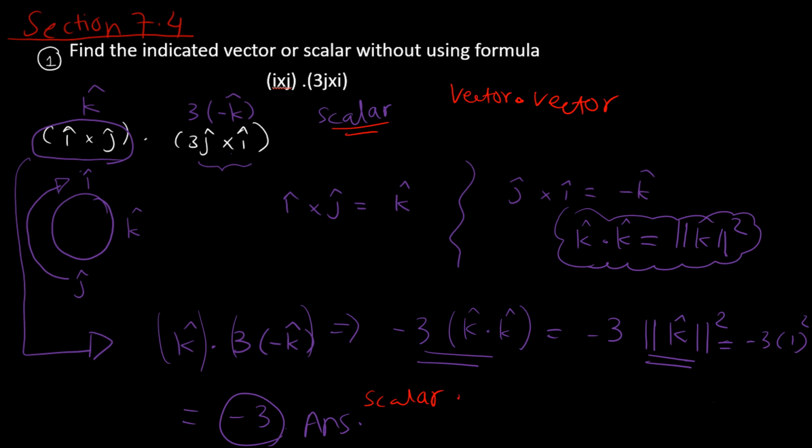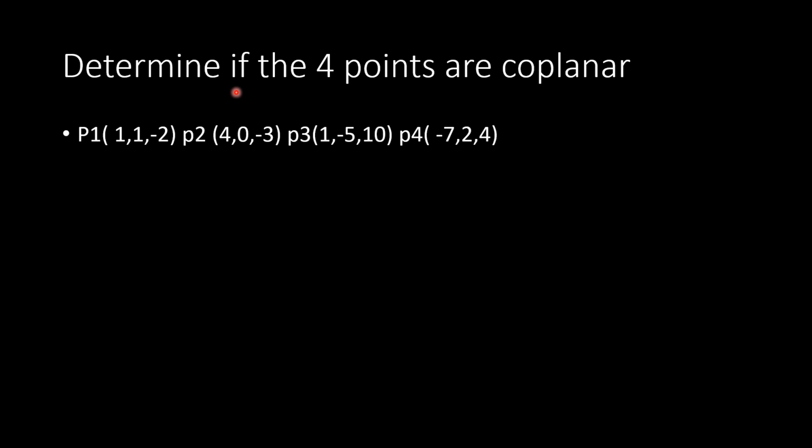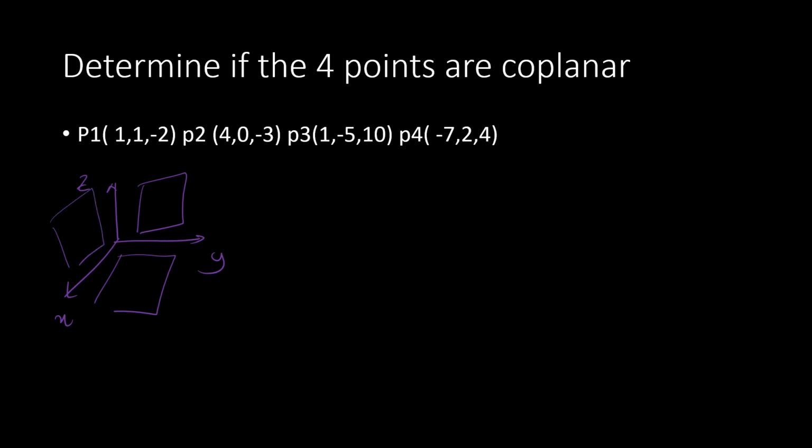Now moving on to another example. Here we have to determine if these 4 points are coplanar or not. Coplanar means they lie on the same plane. Like here, x, y, z. So x, y is one plane, y, z is one plane, and x, z is the other plane. So they lie on the same plane. Like one is in here. All these points lie on this plane or on this plane or on this plane.